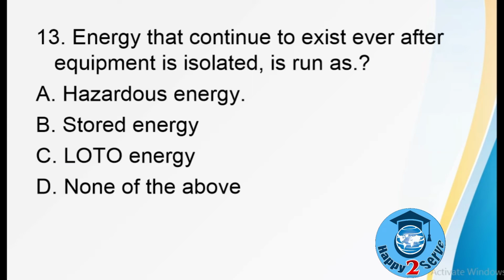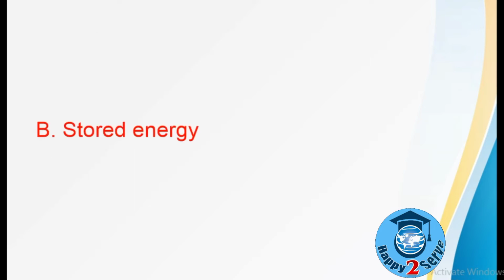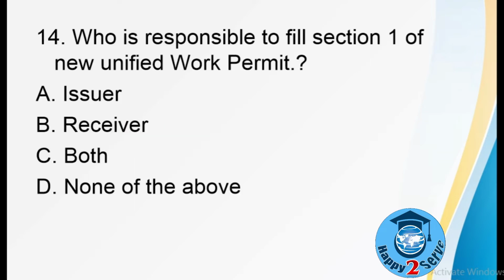13. Energy that continues to exist even after equipment is isolated is known as A. Hazardous energy. B. Stored energy. C. LOTO energy. D. None of the above. Answer: B. Stored energy.